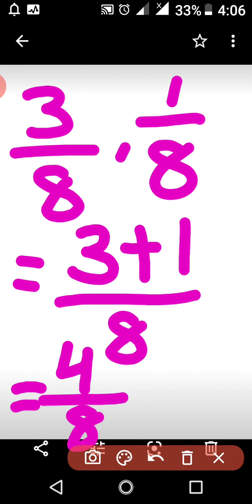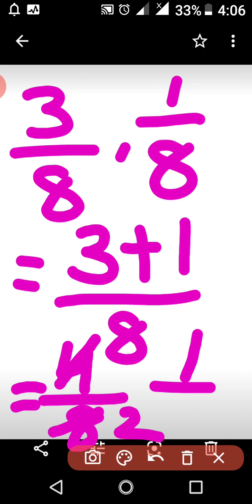If you observe carefully, 4 and 8 both have the same factor, that is 4. That's why we divide by it. 4 ones are 4 and 4 twos are 8. So finally the answer is 1 by 2. You can write the answer as 4 by 8 or else 1 by 2, which means 4 by 8 and 1 by 2 both have the equal value. These are known as equivalent fractions.